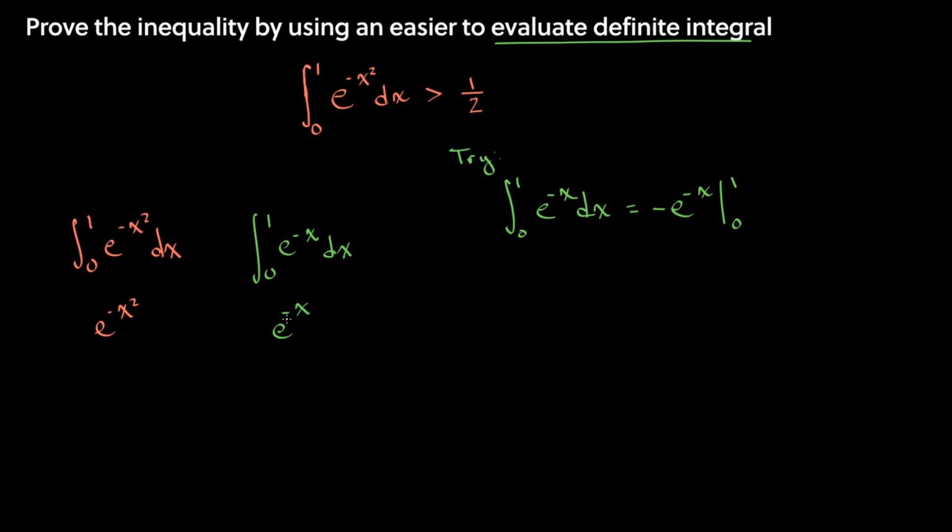And what interval are we interested in comparing these guys? Well, we have the same limits of integration. So we're looking from 0 to 1. And are we including these endpoints? If we ultimately want a strict inequality, do we include these endpoints?